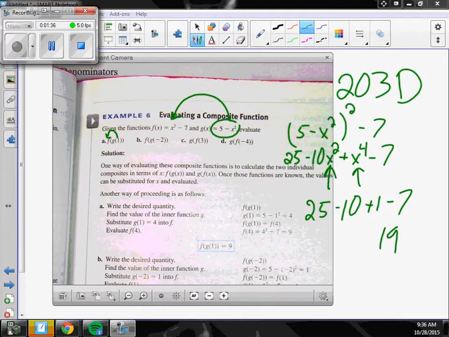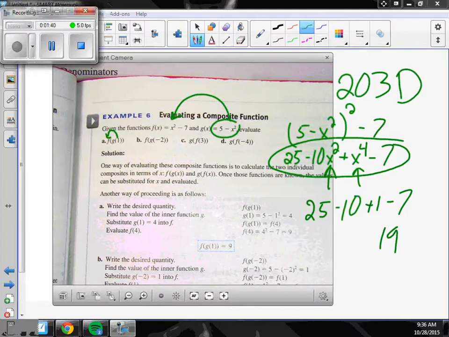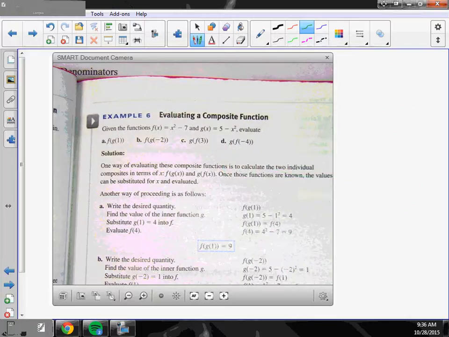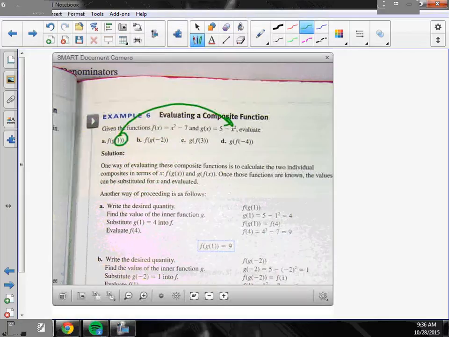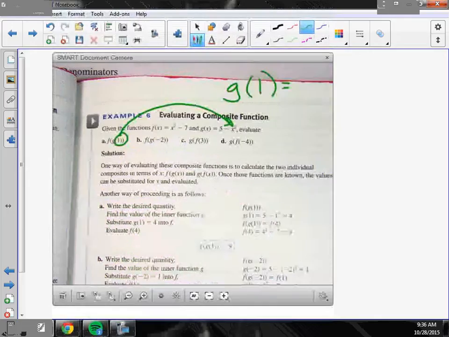Do I need this function, which is called f of g of x? Do I need that to figure out a single point? No, I can just plug that point in instead. So I'm going to take the number 1, and I'm going to stick it into the g function. X squared is 1, so 5 minus 1 would be 4. So g of 1 equals 4.